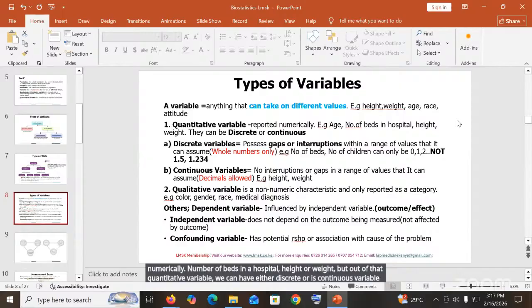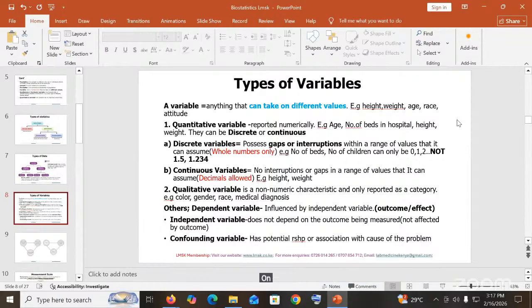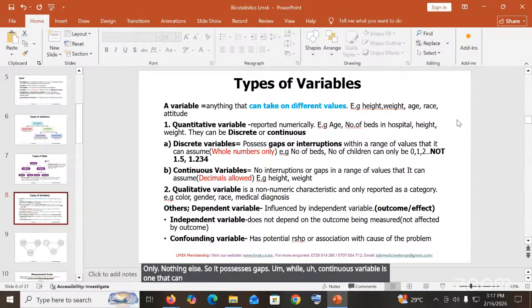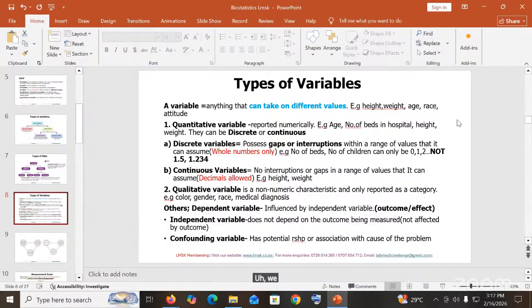And a discrete variable simply takes whole numbers only, nothing else. So it possesses gaps. While a continuous variable is one that can take anything. So there are no interruptions. It can also include decimal points. They are allowed. So we gave examples from the types of data when we were dealing with the types of data before.